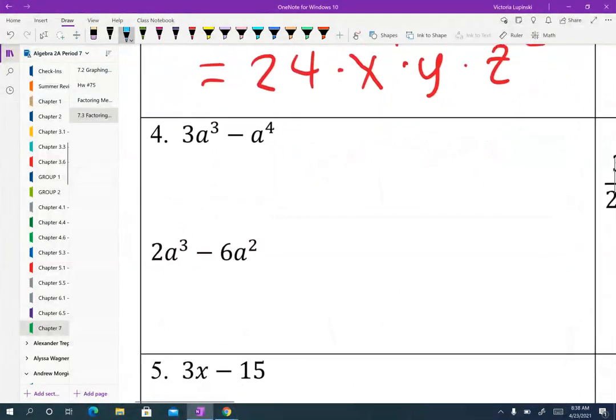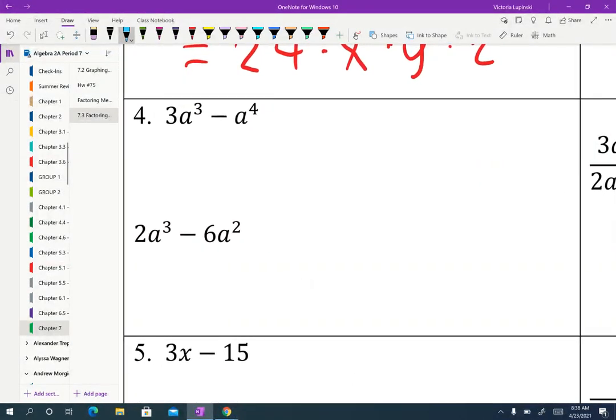So obviously, as we proceed, these will get a little bit more complicated, but nothing that I don't think we can handle. So here in number 4, the first one and second one, we are going to still be using the greatest common factor. So the greatest common factor of 3a cubed minus a to the 4th is a cubed. That's going to leave us with 3 minus a.